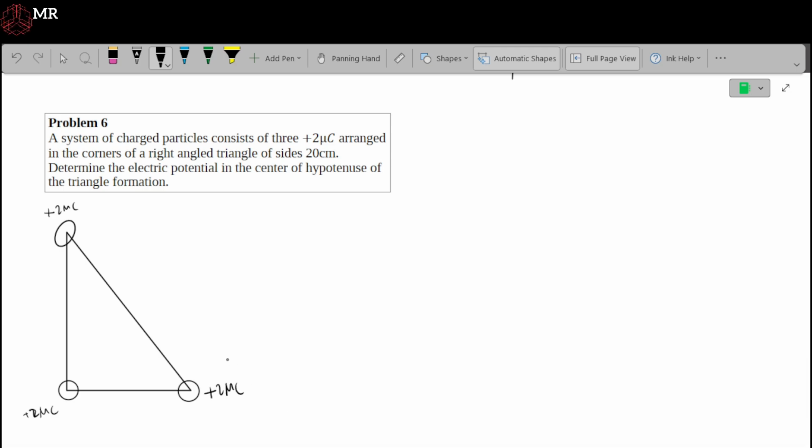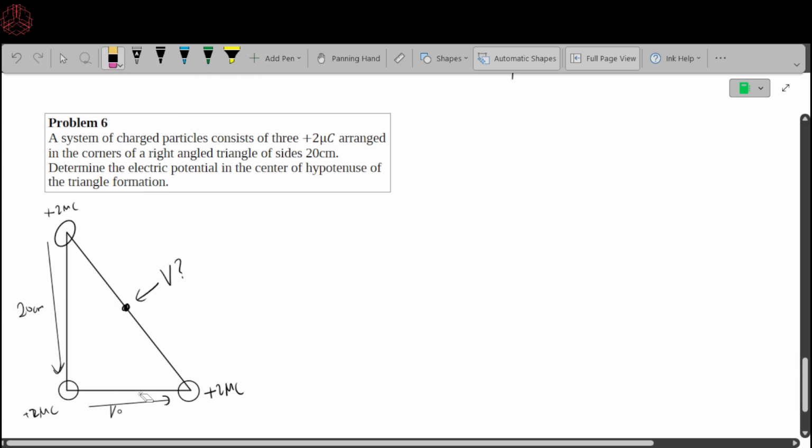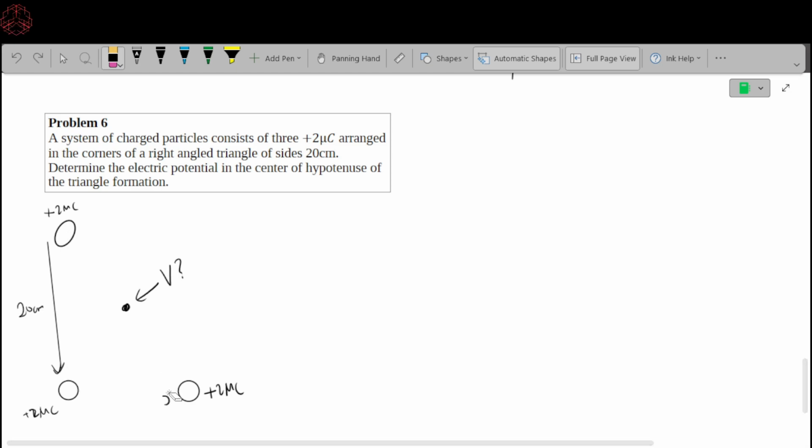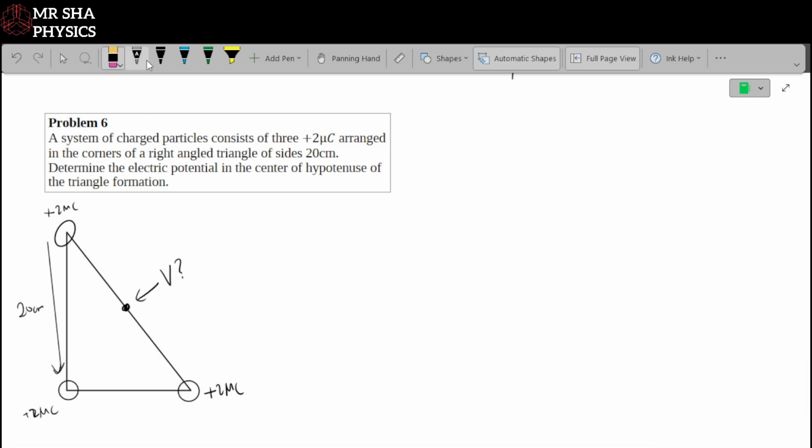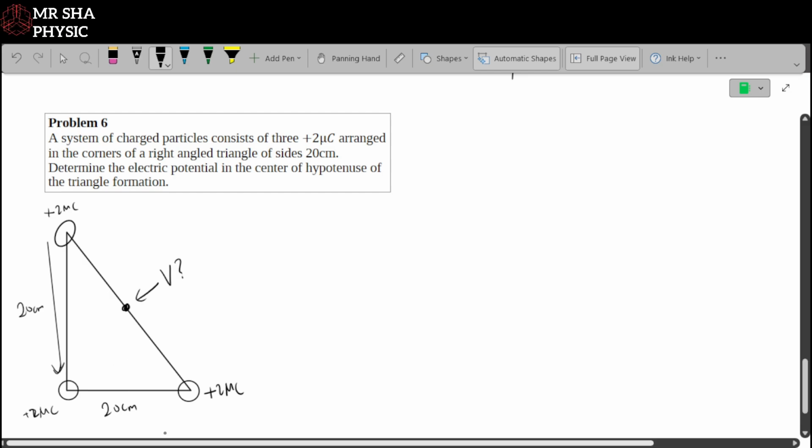And then what I want to find is the potential in the middle of the hypotenuse. So it's been established that the sides of this right angle triangle are 20 centimeters, which is nice because then it actually forms a square technically. Then we can figure out the distance between here and here.